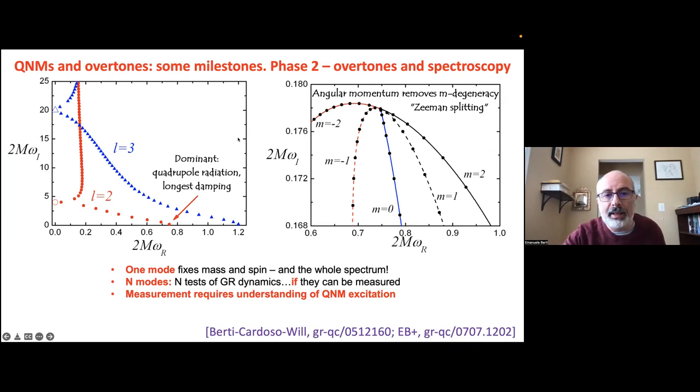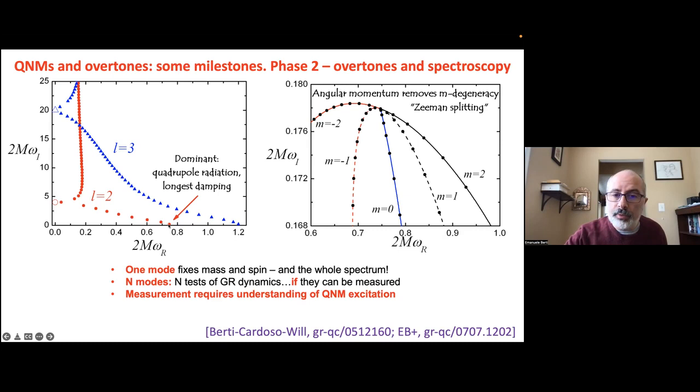And the key features are shown in this plot. If you consider perturbations with L equals 2, which are dominant because gravitational radiation is quadrupolar, you start off with a mode that has the smallest imaginary part, or the longest damping time. This is called the fundamental mode. And then as you go up and the imaginary part becomes larger, you get the first, second, third overtone and so on. And a similar structure applies also to modes with L equals 3, L equals 4 and so on. This is true for the Schwarzschild metric.